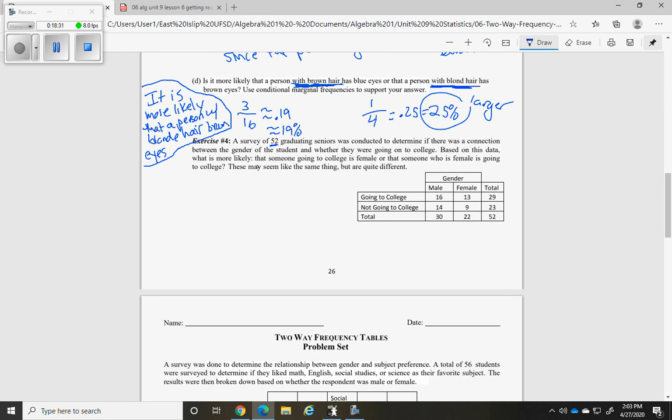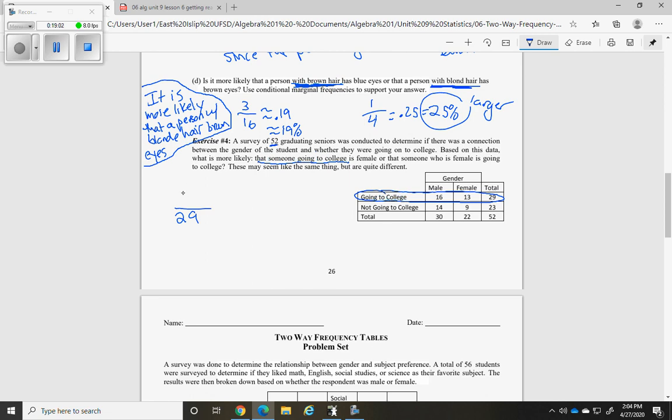So remember I said I'd always underline the denominator. So what has to happen here? Do you have to go to college or do you have to be female? The way that this is worded, is it more likely that someone going to college, so this is your denominator, that's the condition, you have to go to college. Someone going to college is female. So going to college, there's 29 of them.